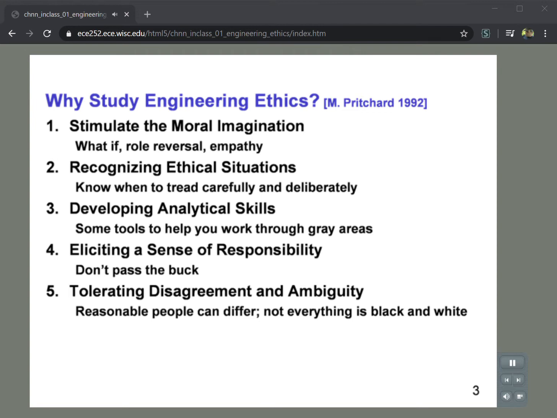Fourth reason would be to elicit a sense of responsibility. Oftentimes the easiest response to an ethical quandary is to pass the buck, is to say, well, it's not my problem. My manager or my manager's manager or the CEO of my company or whoever has already made the decision to do this or to not do this, and I'm just going to do what I'm told and be a good foot soldier. And that's not always the right response.